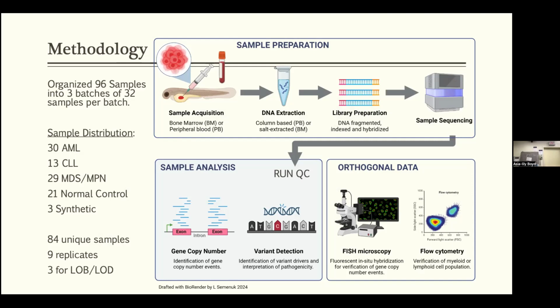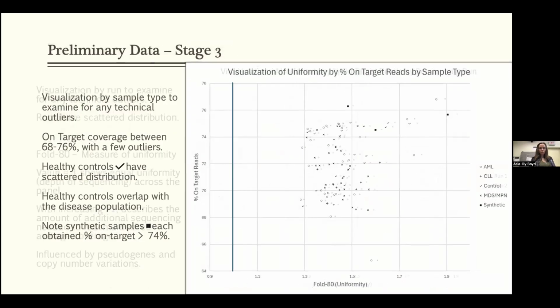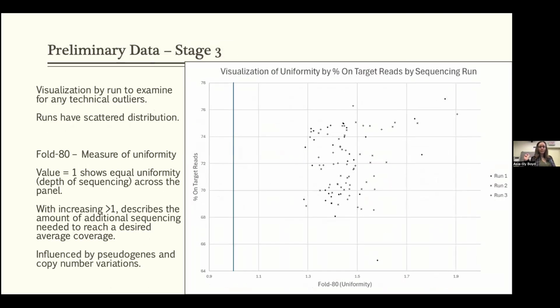Preliminary data, slide number 3. Yes, slide number 3. This one here, this is good. This is quality assurance. And this uniformity number, what is that? It's influenced by pseudogenes and copy number variations. Anyway, maybe you could explain.